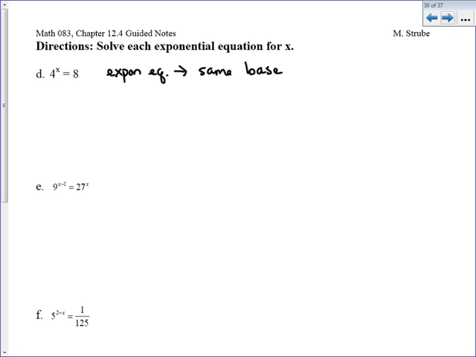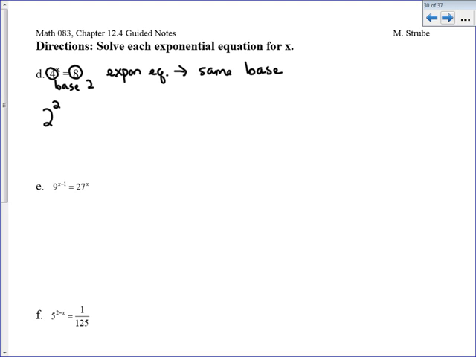So 4 is not going to work. In every other example, I just took the littlest number and it was our base. I need to try to think of a common base for 4 and for 8. 2. But this time, I'm going to have to rewrite both sides, not just one of them. We said we can get them both to a base 2. So 2 to what power gives me 4? 2 squared. 2 squared is 4.